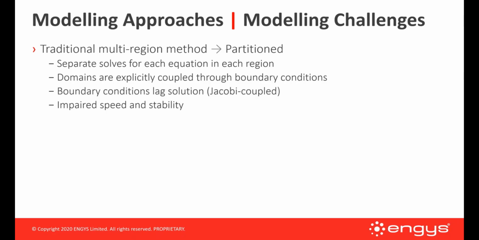And this approach is of the boundary conditions being explicitly coupled between each other. So we solve one, we have a boundary condition, and then we transfer that information to the next region and use that as input as we solve. And then we'll go through and solve each one of these over and over again until it's relatively converged for that particular time step. Doing this approach impairs the speed and stability of this system.